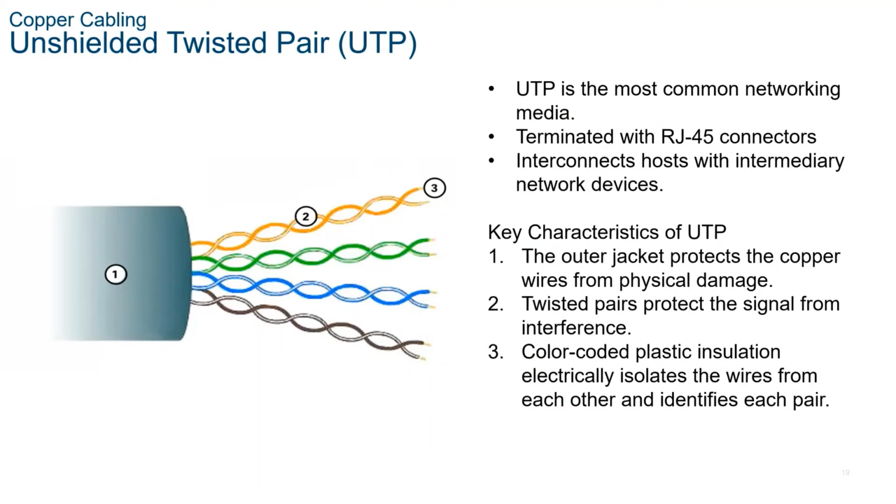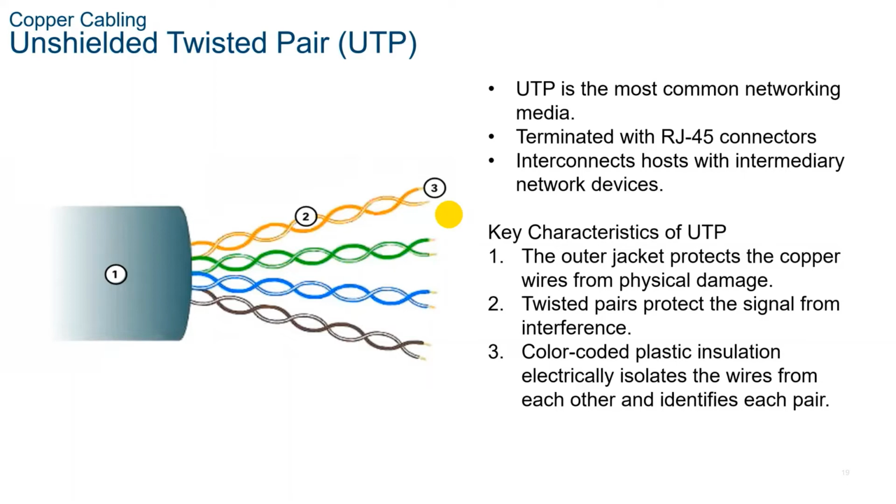So let us discuss each of the cables in detail. Let's start with the unshielded twisted pair, or UTP. Unshielded twisted pair cabling is the most common networking media. UTP cabling terminated with RJ45 connectors is used for interconnecting network hosts with intermediary networking devices such as switches and routers. In LANs, UTP cable consists of 4 pairs of color-coded wires that have been twisted together and then encased in a flexible plastic sheath that protects from minor physical damage.